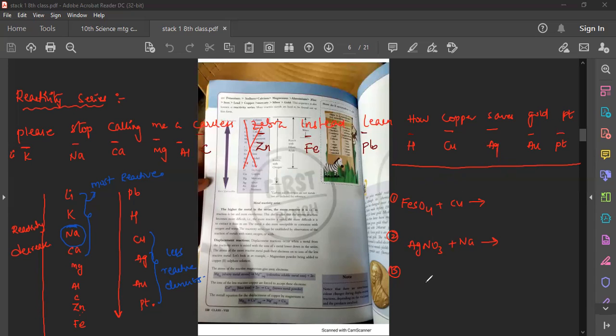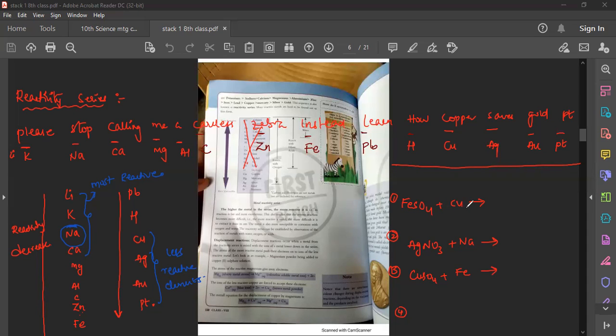You have to tell me the answers. What is the answer for the first one? Sir, the first one is possible. Check it properly. Sir, not possible. Because iron is in the sulfate, and iron cannot be displaced by copper. Very good. I will explain to you.